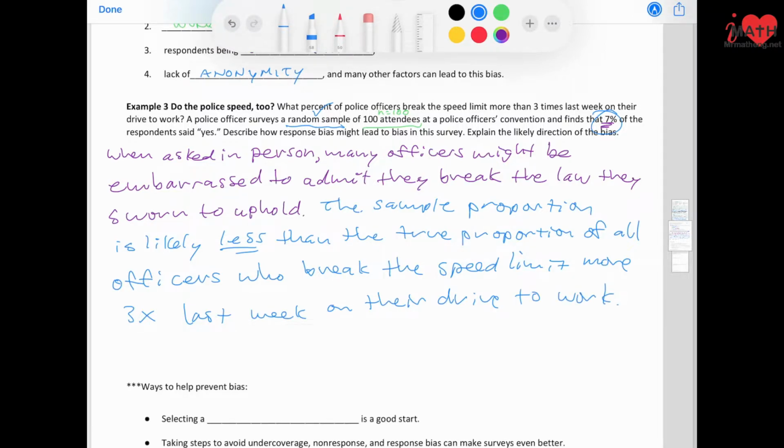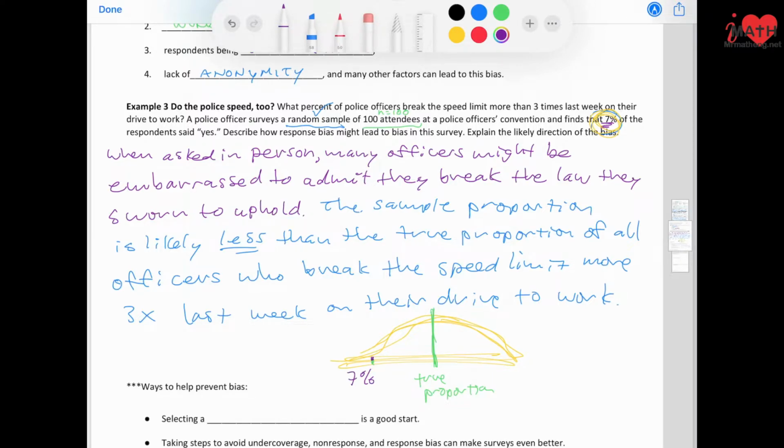All right, let's draw a picture. This might make more sense, okay? This normal distribution of officers that speed. And we said that the proportion in which they speed was 7%. So do you think the people that admit it, this is the true proportion, which we don't know, do you think it's going to be higher or lower? I think this number, 7%, like we just wrote, is going to be lower.